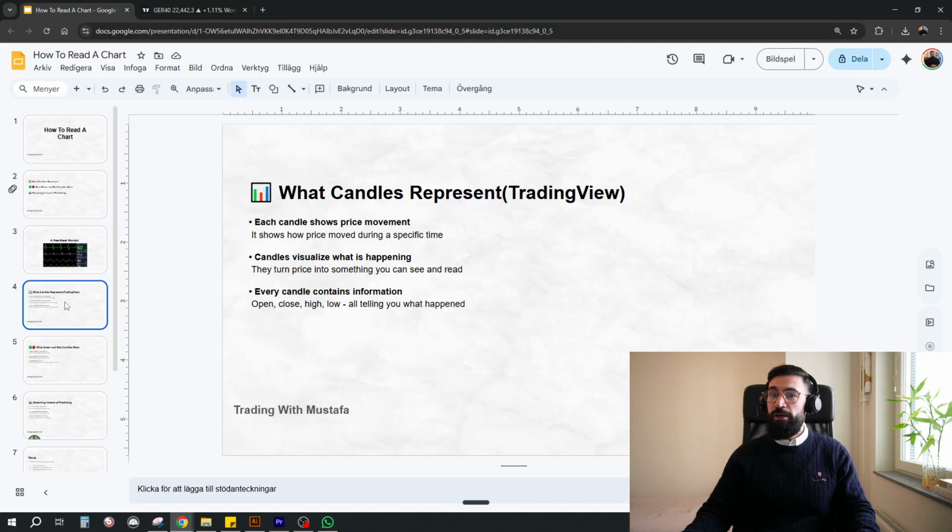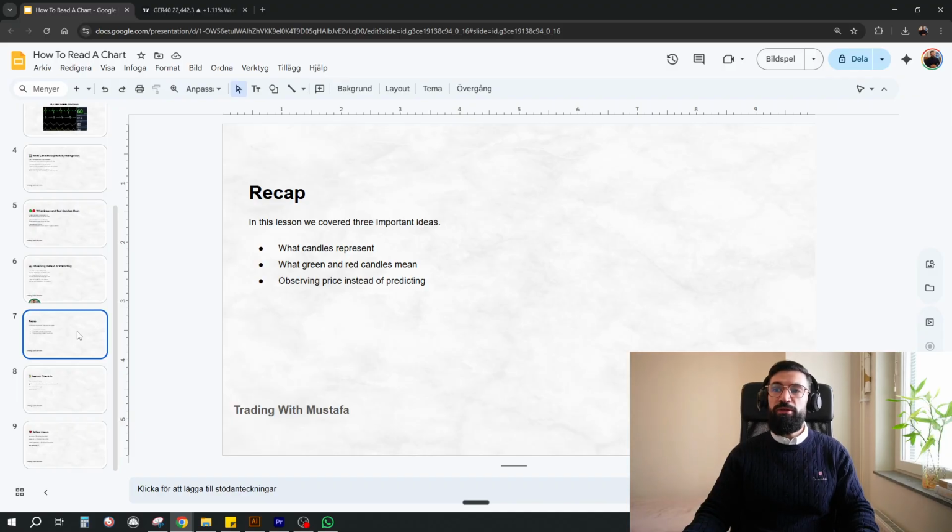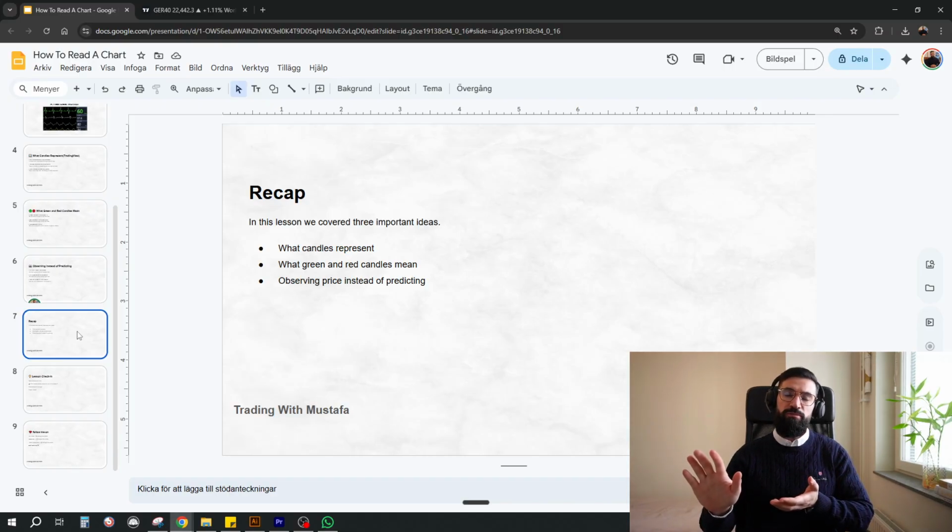All right? Just let me recap a bit. I talked about in this lesson what candles represent, what the red candles represent and what the green candles represent, and what we ought to think about when we enter the market and see the candles. We're not predicting the price, we're just observing. And when our strategy, eventually, when we learn our strategy, appears, that is when we enter. So what the candles represent, what green and red candles mean, and we are here to just be observers of the market instead of predictors of the market.